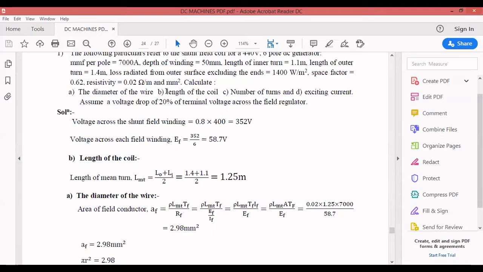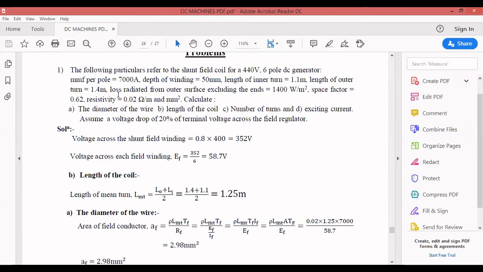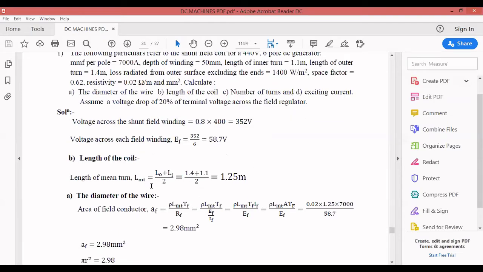Length of the coil is nothing but the length of the mean turn. Here they are given the length of the outer turn and the length of the inner turn. So LMT, the length of mean turn, is equal to (Lo plus Li) divided by 2. So (1.4 plus 1.1) divided by 2, that is 1.25.